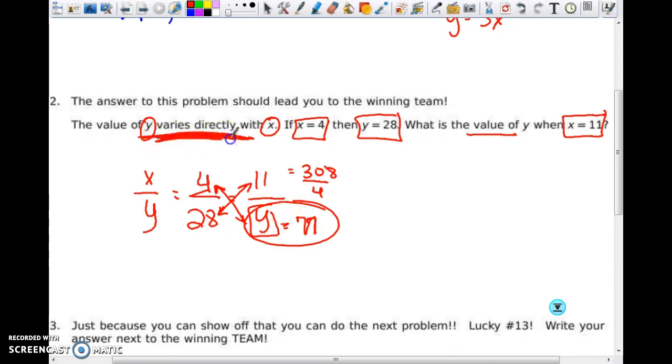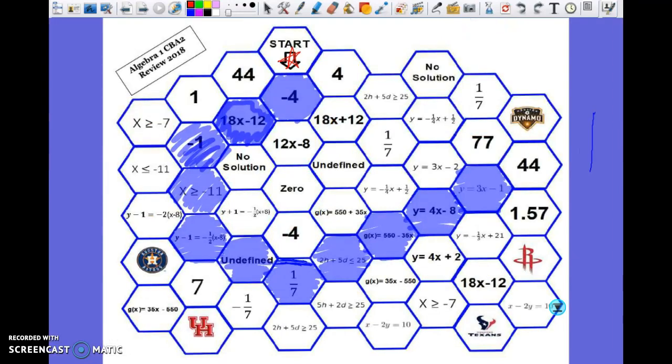So when something varies directly, set them up as a proportion. Do the butterfly, crisscross. Okay? Multiply the numbers you have, and then divide by the last one that you have, and you'll get the direct proportion to it. Okay? So the winning team is, we end up in Dynamo. They're the winning team. So, yay.